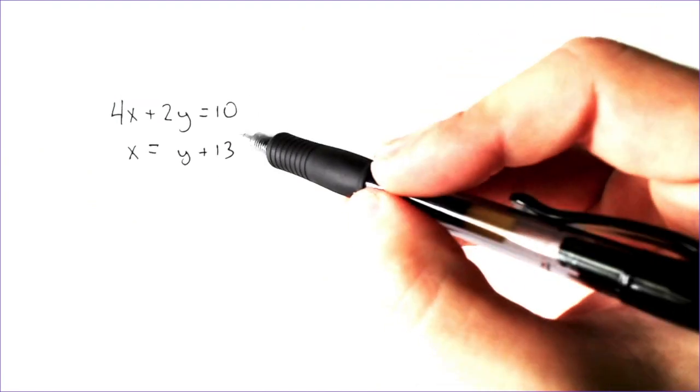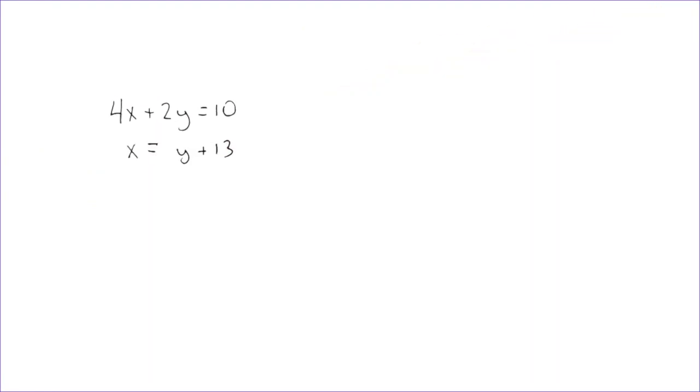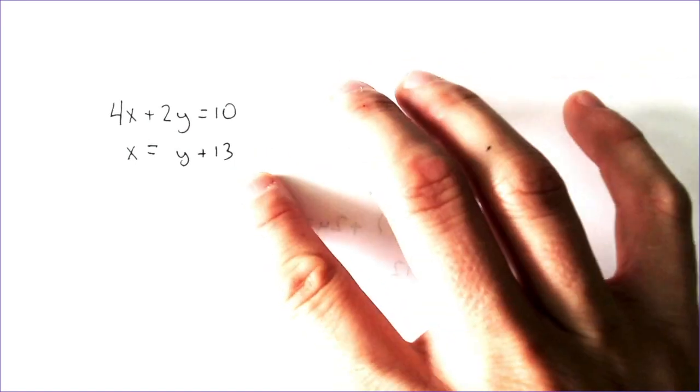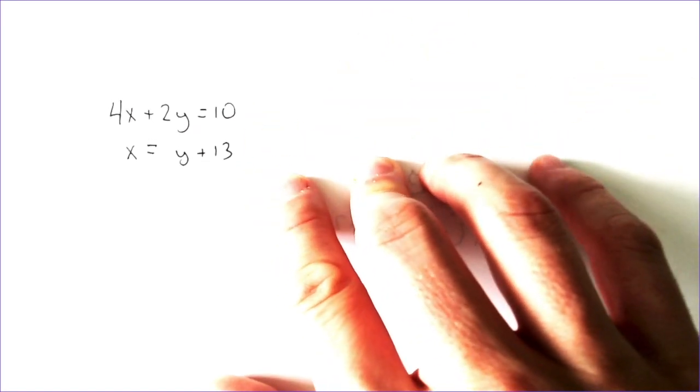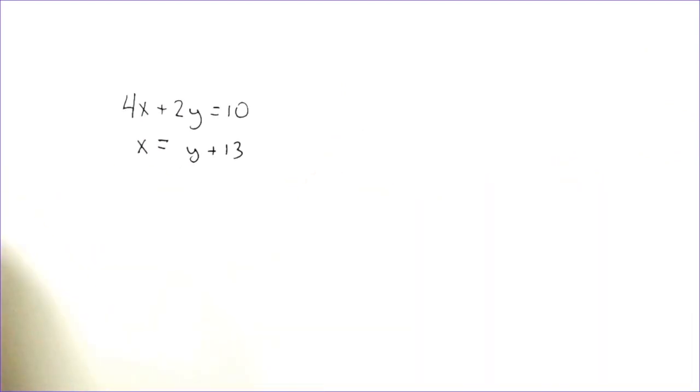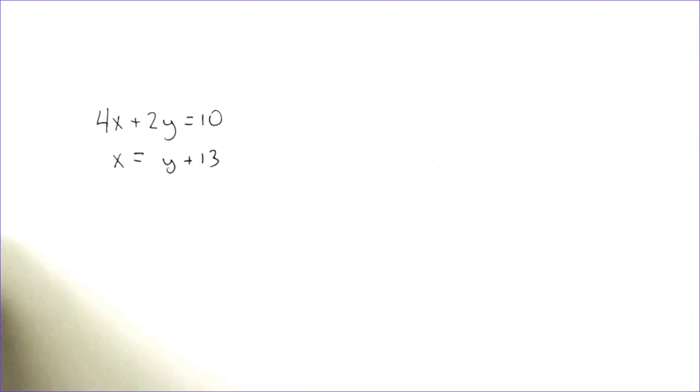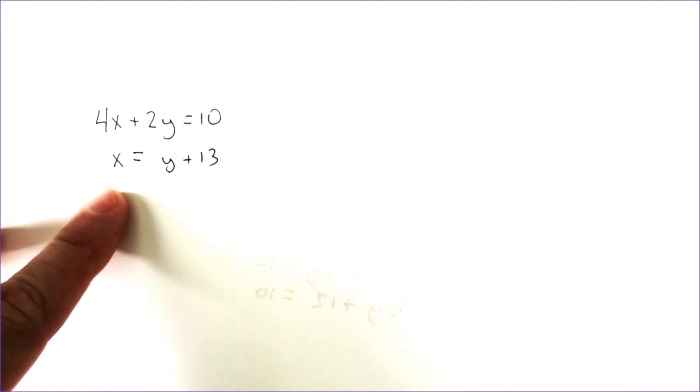A system of equations has two equations and normally two variables, and you can solve any system of equations using one of three methods. We can use substitution, that's what we're learning today, elimination, or graphing. Now, the substitution method works best when you have a variable already by itself. So in this case, x is by itself. X equals y plus 13.